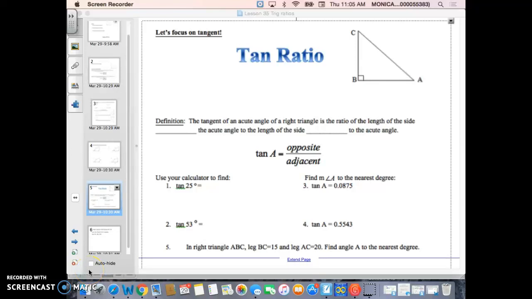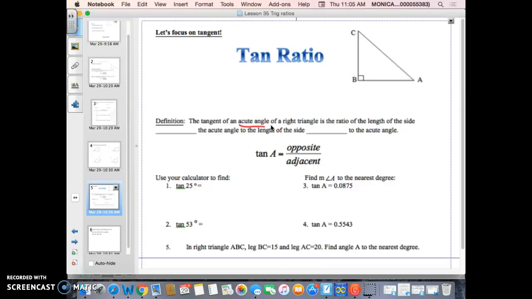All right, so now we just talked about sine and cosine, so you do the tangent ratio exactly the same, except with tangent, you're not using the hypotenuse, you're only using the opposite and adjacent sides. So again, the tangent of an acute angle. Once again, you cannot use the right angle as one of your angles when you're setting up a ratio.